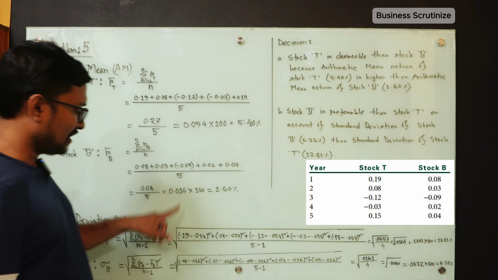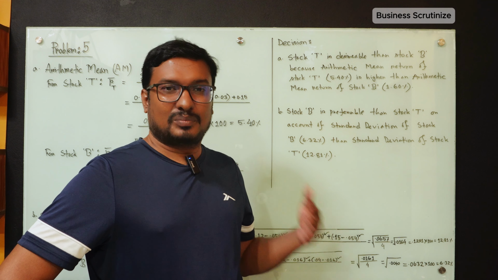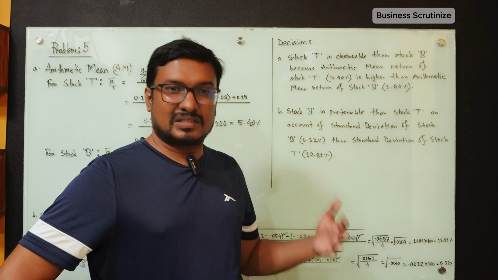So if we want to make a decision after computation, we can see that stock T has 12.81% as the risk, or the standard deviation, or the sigma value, and stock B has 6.32%. A higher standard deviation is not acceptable or desirable. We will consider the lower percentage of standard deviation, because a higher percentage of standard deviation shows higher volatility or higher risk. So we will select the stock which has a lower percentage of standard deviation.